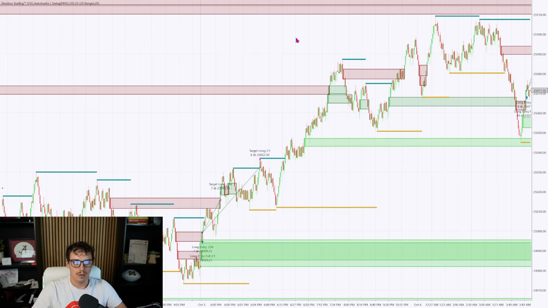Inverse Fair Value Gap Autotrader. We have some new settings we've been playing around with. I played around with some settings over the weekend, tested 10 days, and we're on a range chart. So I'm going to show you guys how you can use these new settings and my recommendations.